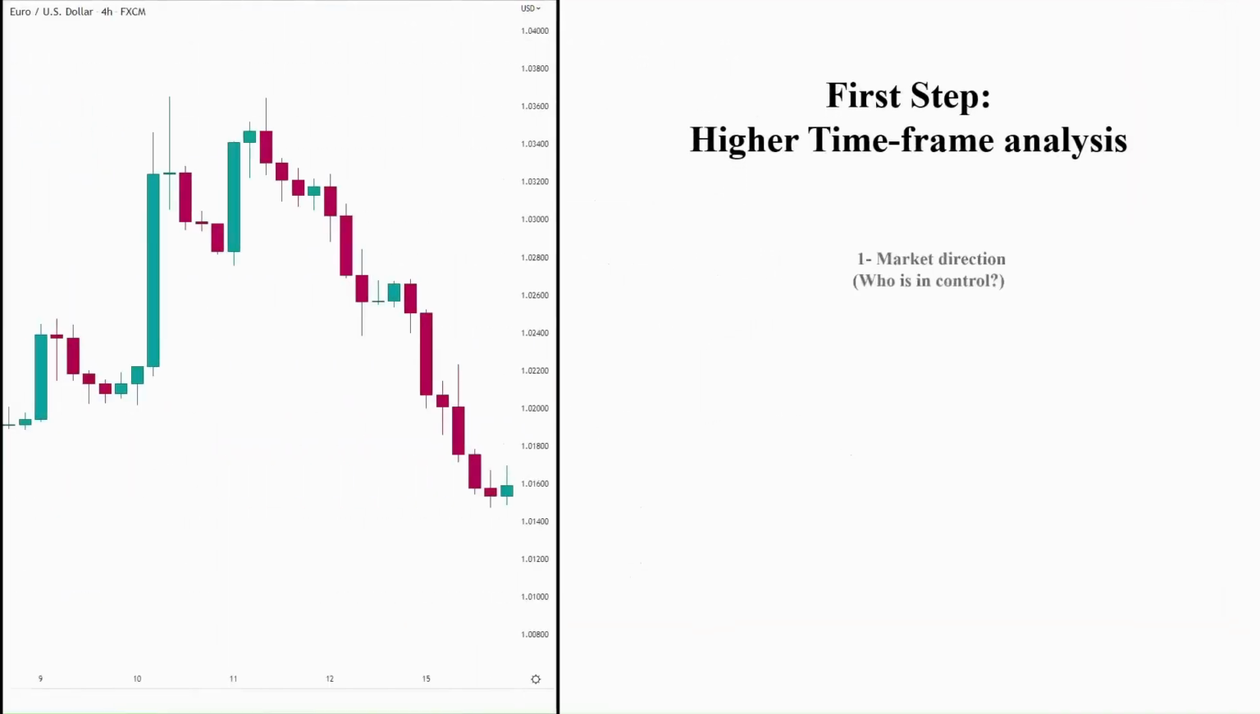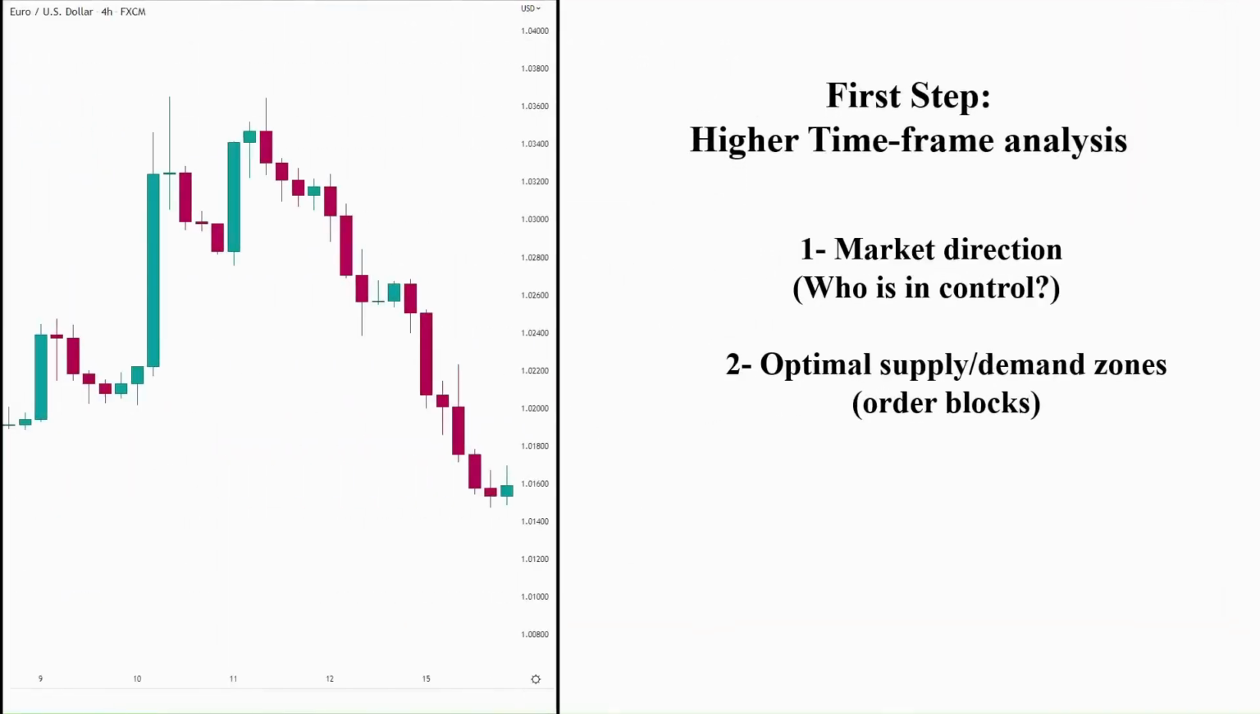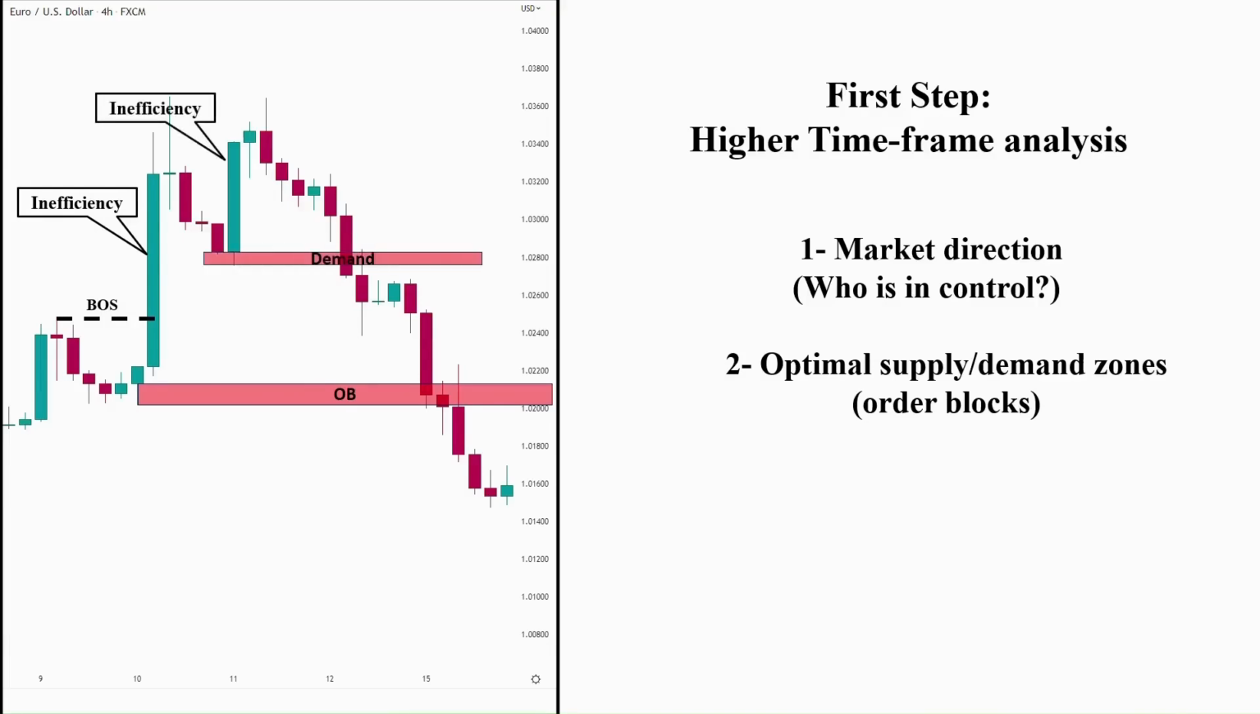Analyzing the market structure in higher timeframes. As I mentioned before, we only look for 2 factors: market direction, who is in control, optimal supply and demand zones or order blocks. Look at this example of Euro-Dollar 4 hours timeframe. Starting from the left, we could see that we have a break of structure with inefficiency, so we have an order block. Then price pushes to the upside with inefficiency, but since it could not break the structure, we will call this a demand zone.